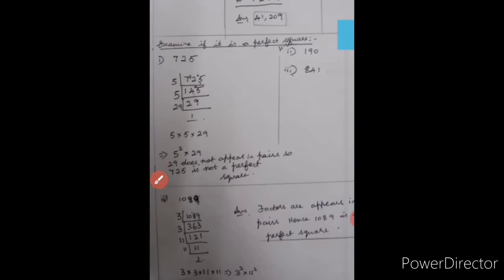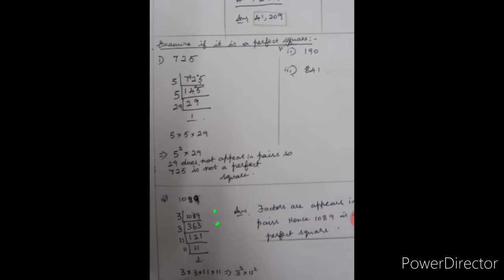Then next question is 1089. So if you see here, 8 plus 1 is 9, 9 plus 9 is 18. So this number 18 is divisible by 3. So we can divide 1089 by 3. That is first one in 3 table, 3 threes are 9, 10 minus 9 is 1, 3 sixes are 18, then 3 threes are 9.